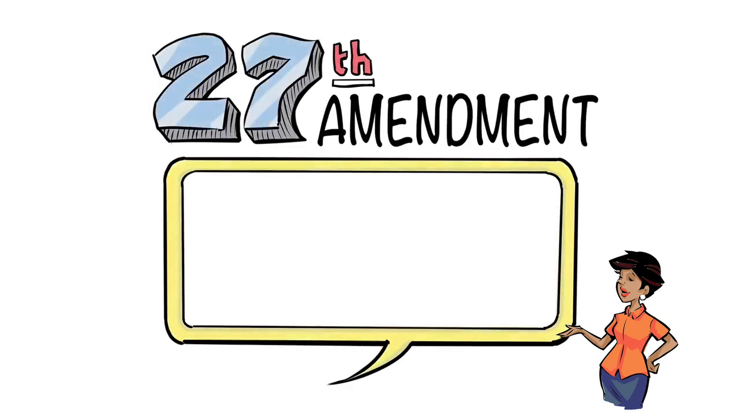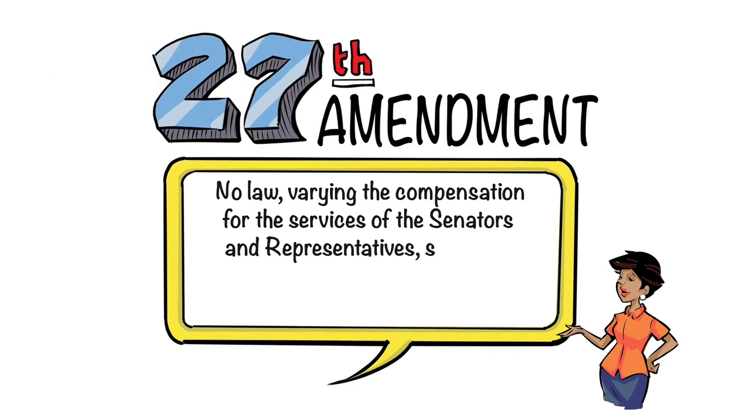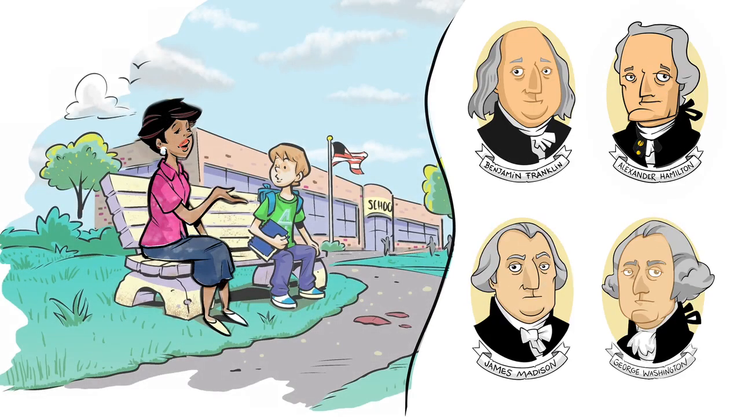It states, "No law varying the compensation for the services of the senators and representatives shall take effect until an election of representatives shall have intervened." Not a clue what that means. The framers of the Constitution wanted to make sure people didn't seek office just to selfishly gain money by being able to set their own salary. If I ever got a job, I'd love to set my own salary.